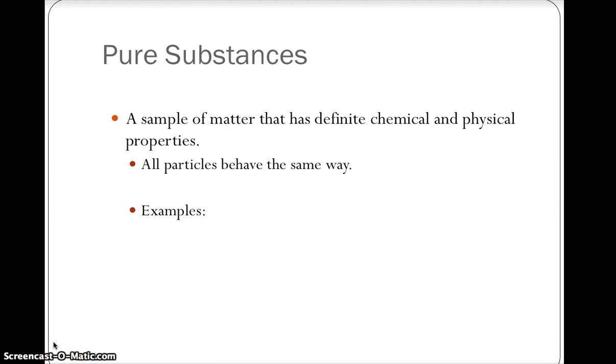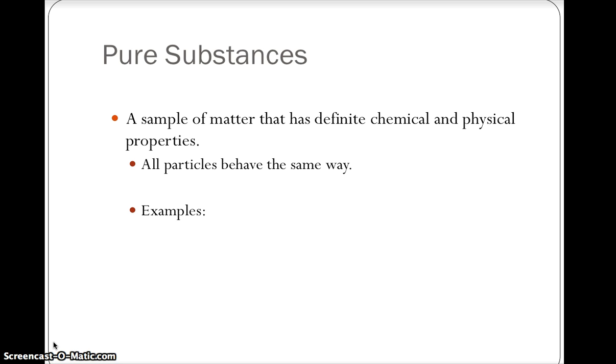It did, good. Alright, pure substances: a sample of matter that has definite chemical and physical properties. All particles behave the same way. Another way of saying this is that all particles are exactly the same. So when you have a pure substance, like water, every particle, in this case, is a water molecule made up of two hydrogen and one oxygen.